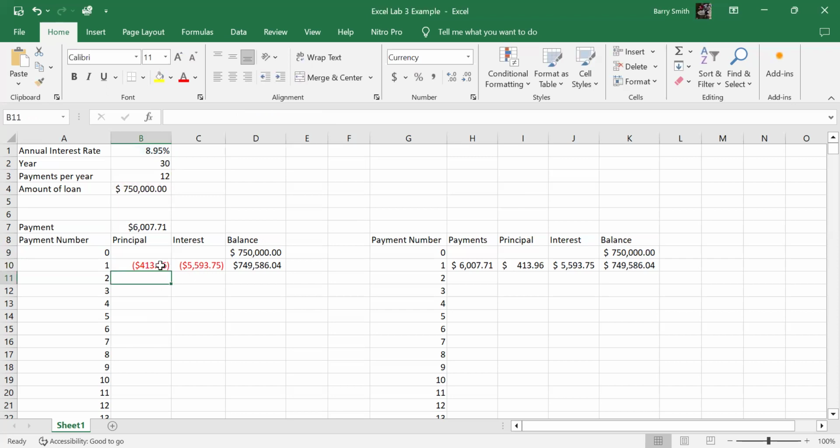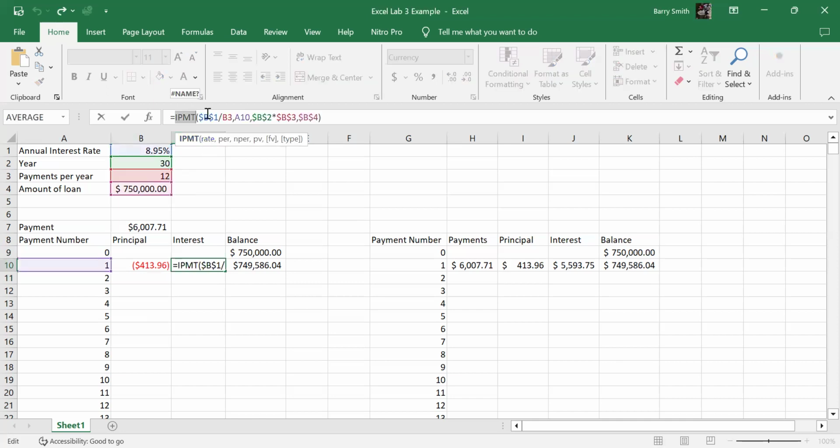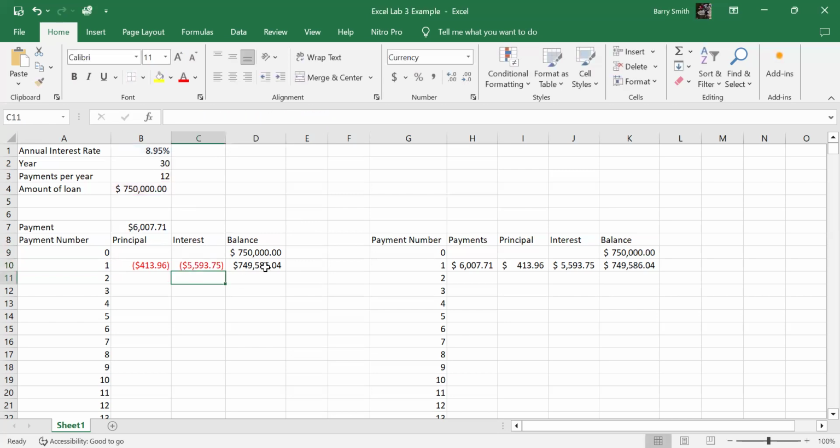Now, the next thing we need to do is the interest payment. Again, the rate is B12 divided by B3. Now we're going to put dollar signs on the B3, because I just wanted to show you that's how you do it. Then we just keep those things as we go, and we hit enter. Again, it's the same kind of thing: A10, the 30 times 12, and our B4. That gives us that, and we get our value here.